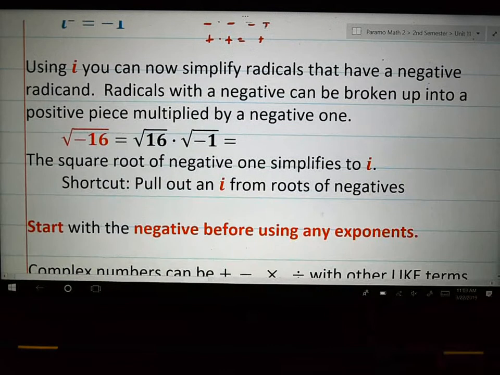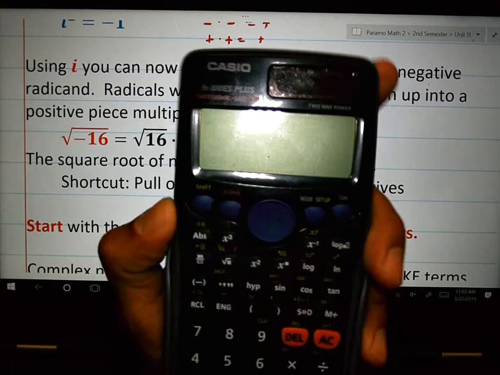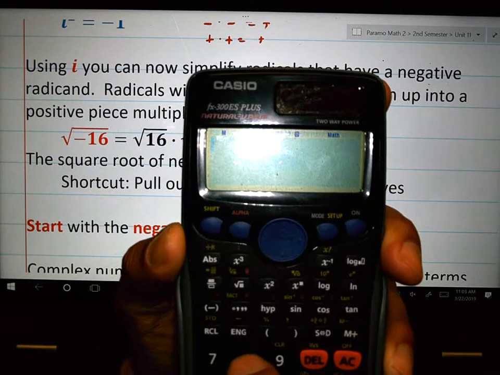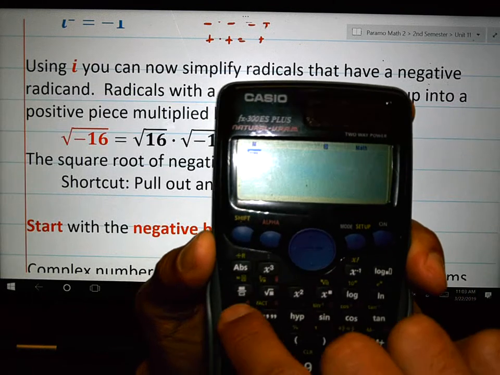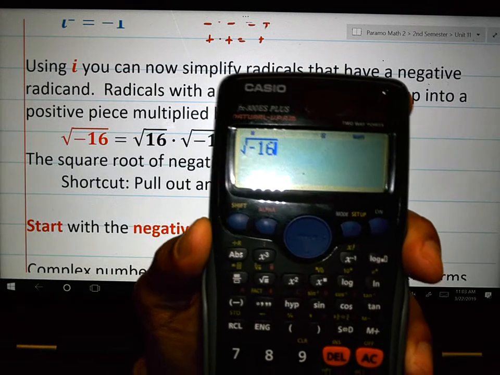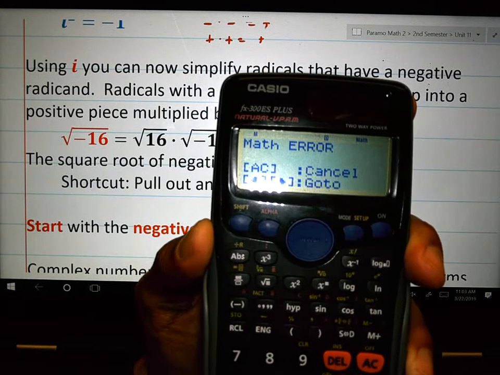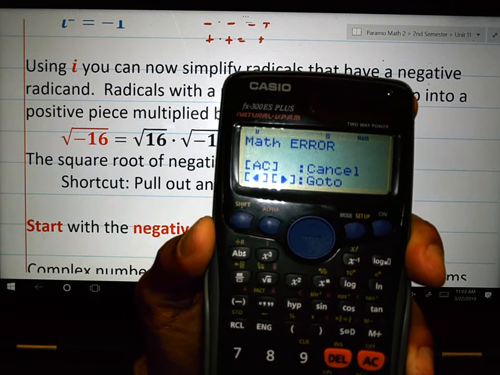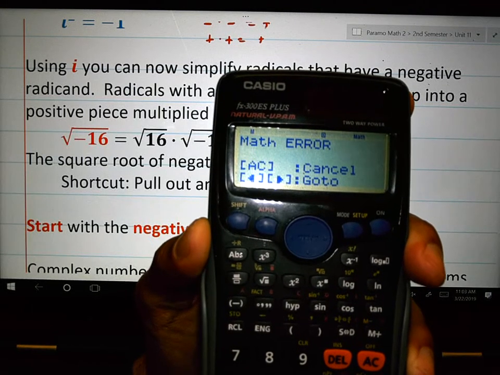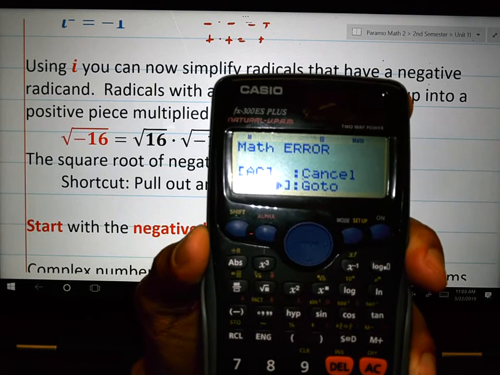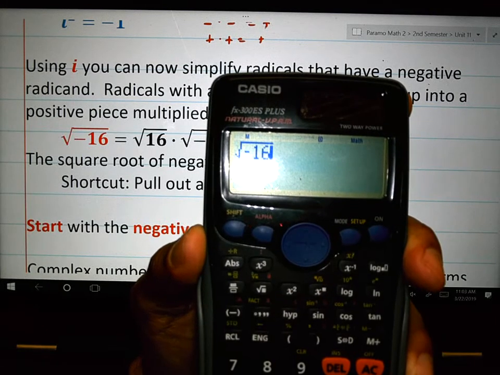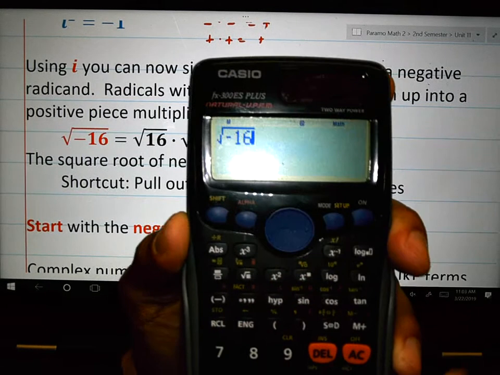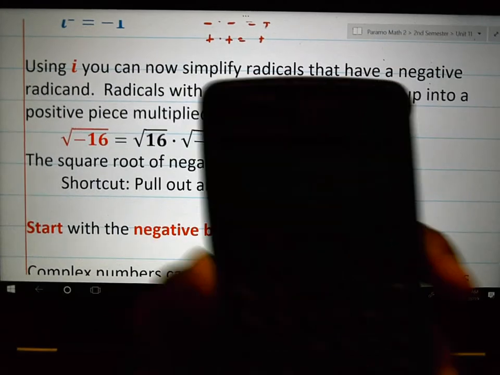For example, I have a 300 calculator here. I want you to see this. If I turn my 300 calculator on and type in the square root of a negative 16, my calculator is going to tell me error. You know why? Because it cannot produce something times itself equals a negative. It's not able to do the square root of a negative number. So how do we do it?